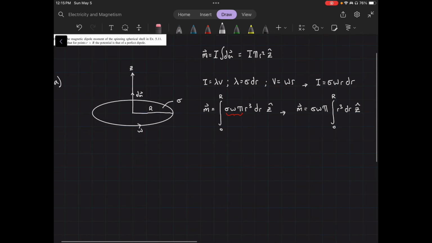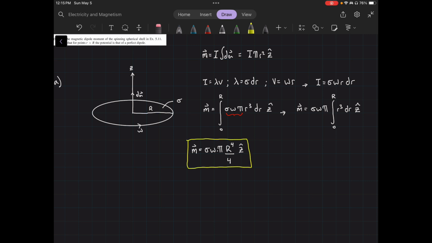And what we will end up getting is m is equal to sigma omega pi times big R to the fourth divided by 4 in the z hat direction. And that is part A.